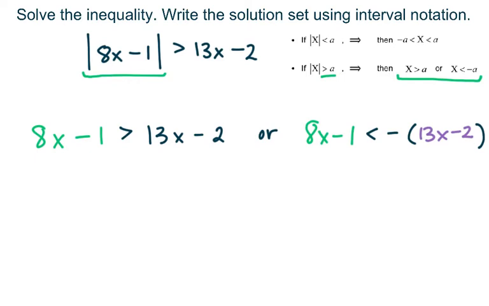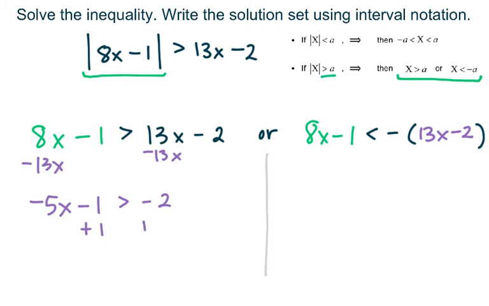So I have two inequalities here that I'm going to solve. So on the left, I'll start combining like terms. I'll go ahead and subtract that 13x from both sides. So minus 13x, minus 13x. That gives me that negative 5x minus 1 is greater than negative 2. Then I'll add 1 to both sides of the inequality. That's negative 5x is greater than negative 1.